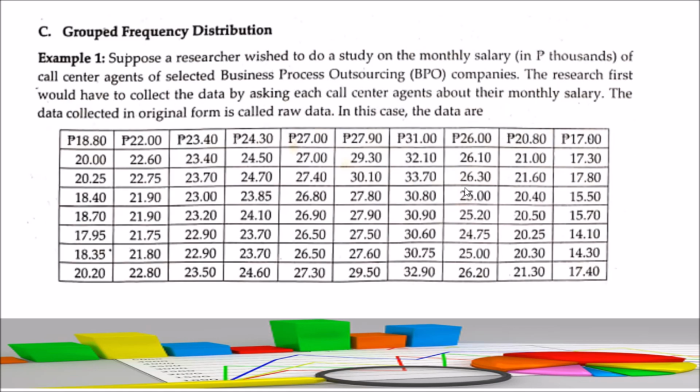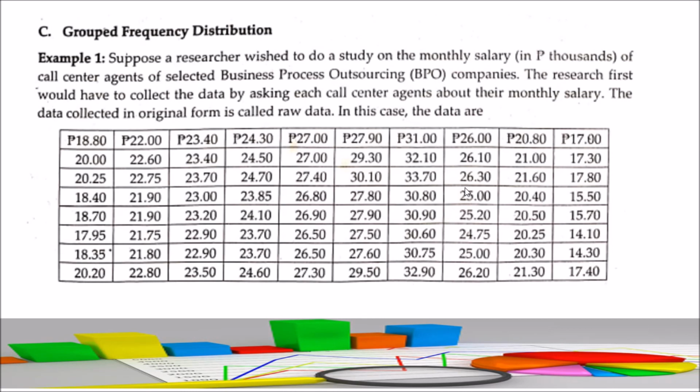So let's consider this one as our example. The data is ungrouped and our goal is to make this data into grouped frequency data. Suppose a researcher wishes to do a study on the monthly salary of call center agents of selected business process outsourcing or BPO companies. The researcher first would have to collect the data by asking each call center agent about their monthly salary. The data collected in original form is called raw data.